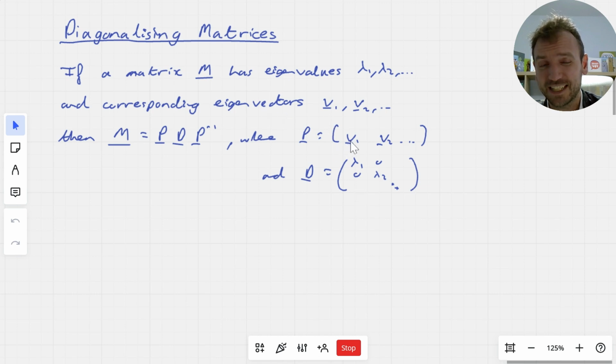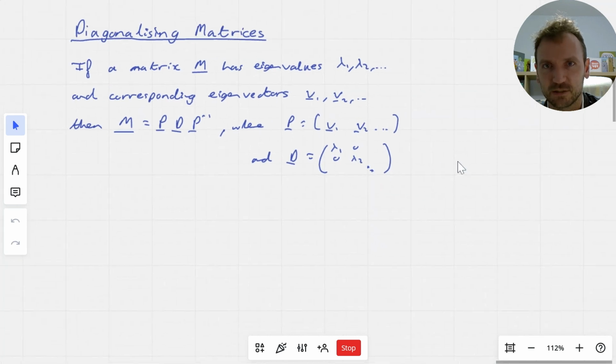Note, you need to make sure that your v1 and lambda 1 match up and go in that order. If you write your matrix P with your eigenvectors the other way around, the result will still work as long as you put your eigenvalues the other way around for D as well. So we're going to do an example, and then we're going to look at how we can use this example to do higher powers of matrices in a slightly quicker way.